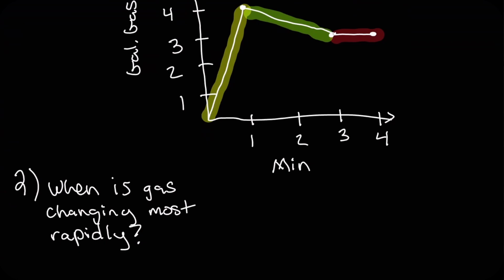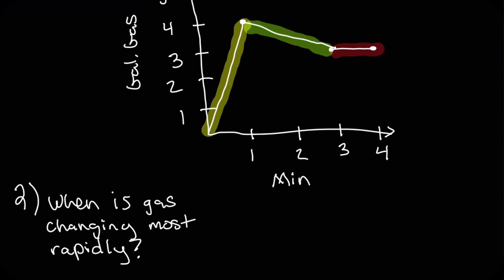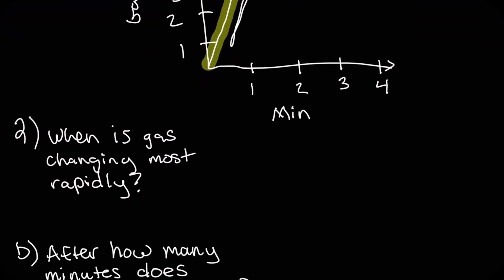When is gas changing the most rapidly? Well, it's changing the most rapidly from 0 to 1. Notice how this curve is pretty steep versus this other one. So we can say changing most rapidly from 0 to 1. And then our unit is going to be minutes here.